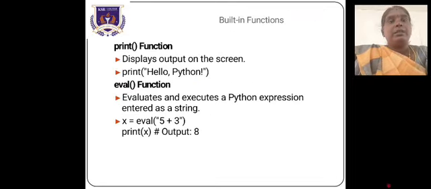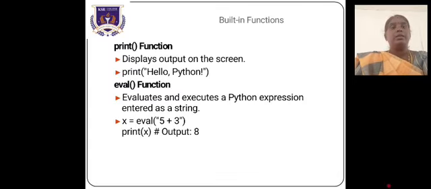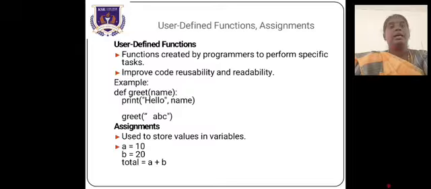Print function, a built-in function. The print function displays output on the screen. print("Hello, Python"). The eval function evaluates and executes Python expressions entered as a string. x = eval("5 + 3"). print(x). The output is 8.